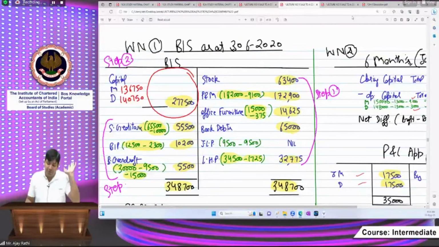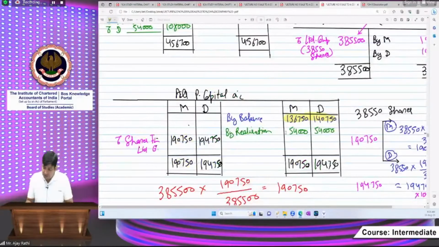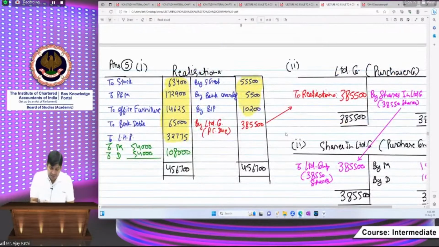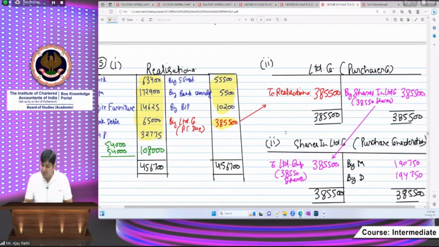Step number 3 is now there. That is, the purchase consideration must be due. Here the purchase consideration is being due: purchaser company account debit to realization account. In the books of the partnership firm, the purchaser company account will also be opened and the posting to the realization account will be there. That is for the purchase consideration. Now step number 4, that is the profit and loss distribution.